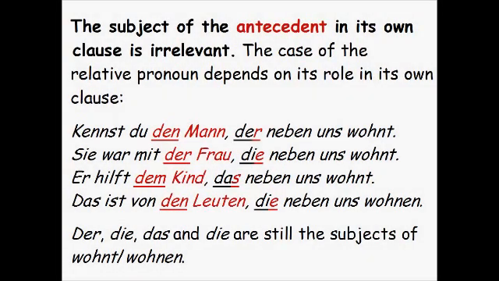The subject of the antecedent in its own clause is irrelevant. The case of the relative pronoun depends on its role in its own clause. Kennst du den Mann, der neben uns wohnt? Sie war mit der Frau, die neben uns wohnt. Hilft dem Kind, das neben uns wohnt. Das ist von den Leuten, die neben uns wohnen. Der, die, das, and die are still the subjects of wohnt and wohnen.